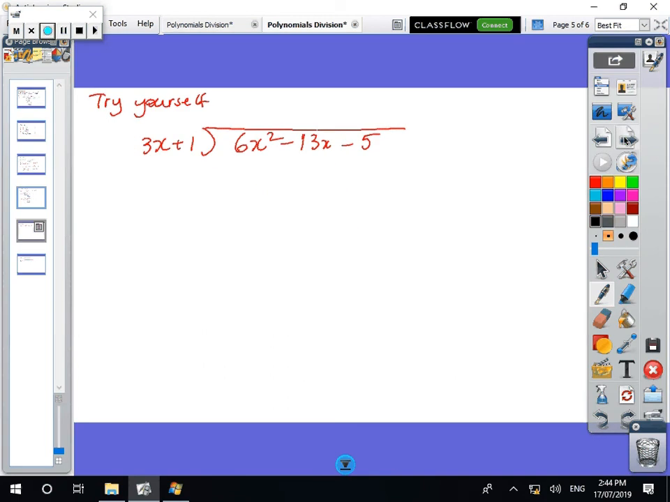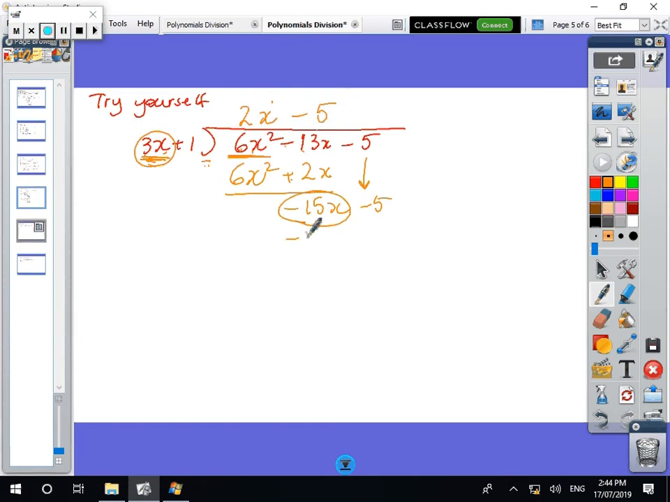Okay, so I want you to try this yourself. I'm hoping that it gives you a good answer, so have a go and see what happens. Okay, you're back. 3x into 6x squared. So 3 into 6 goes 2. X into x squared goes x. Okay, so 2x times 3x is 6x squared, which is what we want. 2x times 1 is plus 2x. Subtract. 6x squared minus 6x squared is nothing. Minus 13 minus 2 is minus 15. Bring down the minus 5. 3x into minus 15x goes minus 5 times. Minus 5 times 3x is minus 15x. Minus 5 times 1 is minus 5. No leftover, so that's the answer. Okay, copy that, come across, we'll do a couple more.